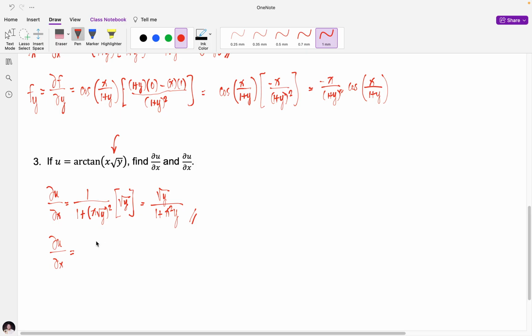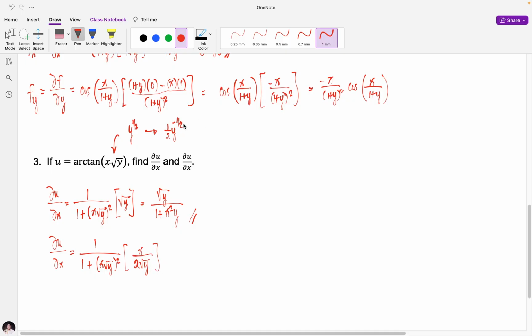So this is, again, the same derivative of arctan. So, 1 over 1 plus x square root of y, squared, times, in this case, x will be a numerical coefficient, and square root of y is our variable. Square root of y is y to the 1/2, so the derivative is 1/2 y to the negative 1/2. Therefore, multiply it by x. So we have x over 2 square root of y.